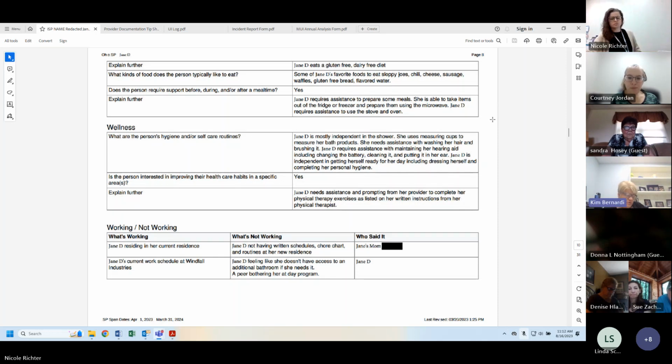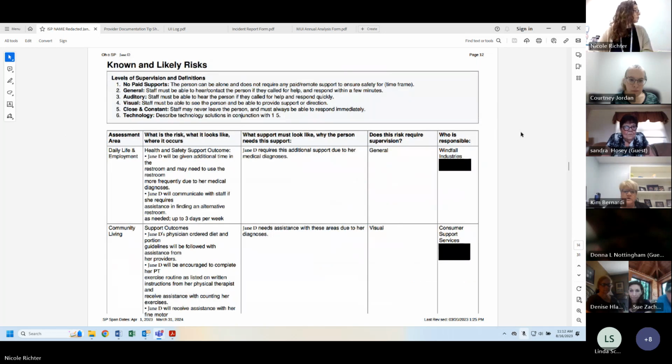So we're going to go to Nicole, if we can go to page 12. Okay, page 12, the known and likely risks. They used to be considered in gatekeeper called support outcomes. They would just be throughout the ISP on different pages. All the support outcomes are now under known and likely risks.